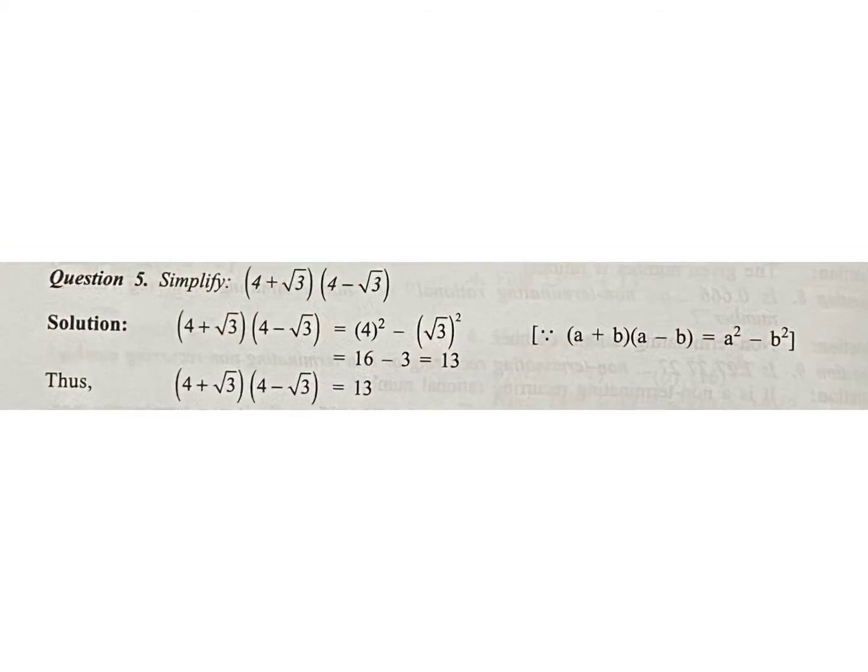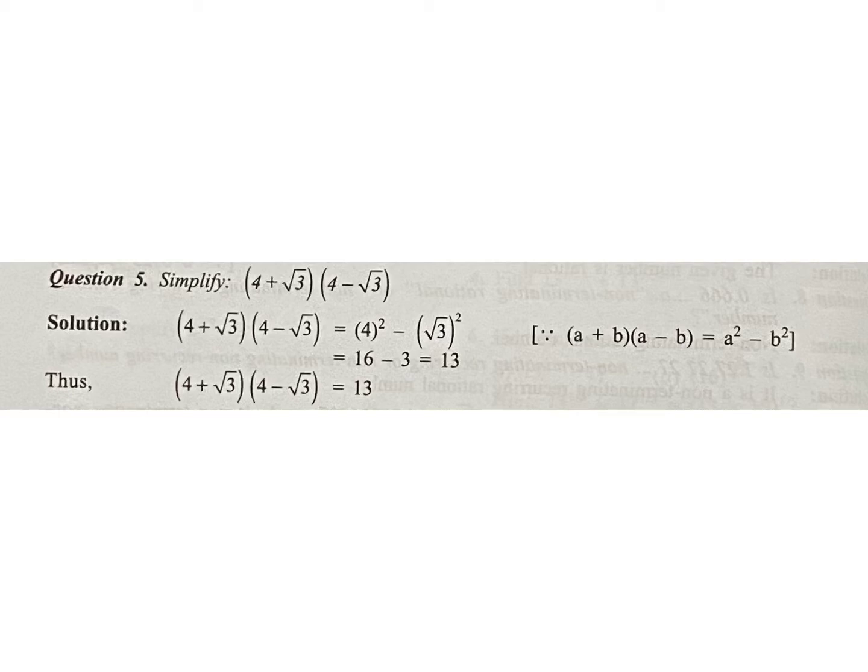Next is simplify (4 + √3)(4 − √3). Here you can see that it is of the form (a + b)(a − b). So we can use the identity (a + b)(a − b) = a² − b². Here a is equal to 4 and b is equal to √3.